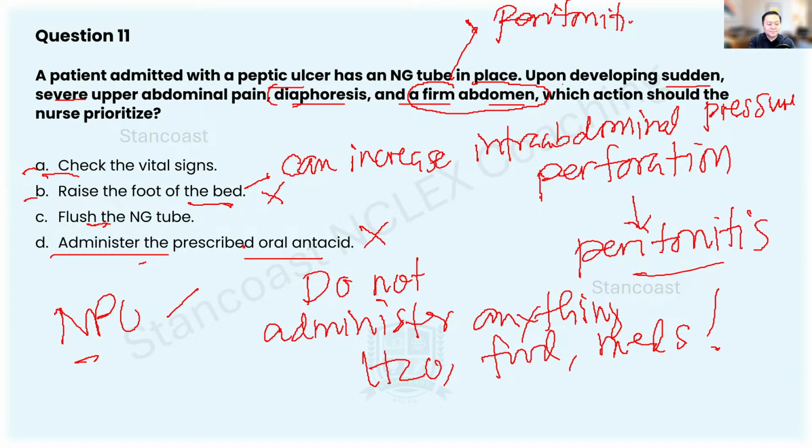Yeah. So we're going to have to capture any signs of hypovolemic shock in this patient. Check the vital signs. Nothing else. Okay. And to add to that, we're going to have to keep the patient NPO. Do not elevate the leg part of the bed. No more flushing into the nasogastric tube.